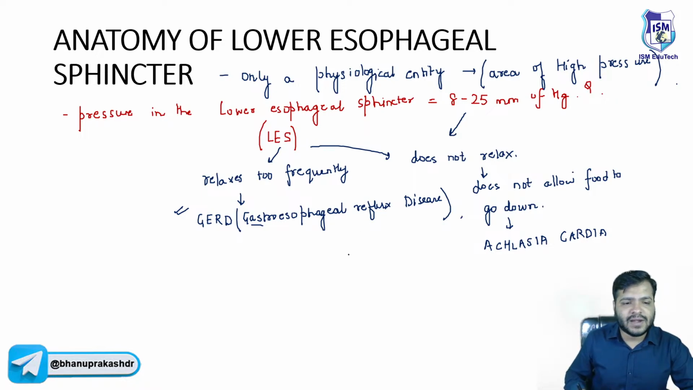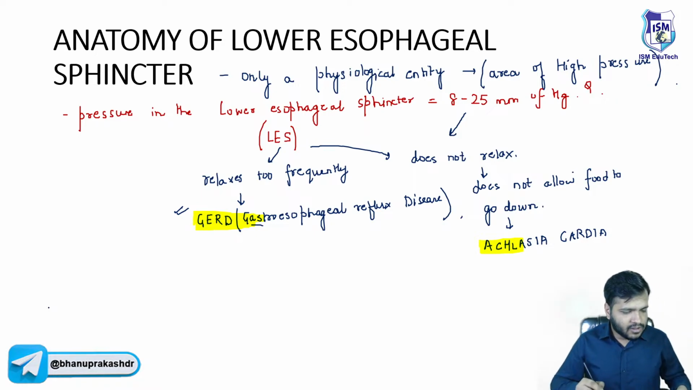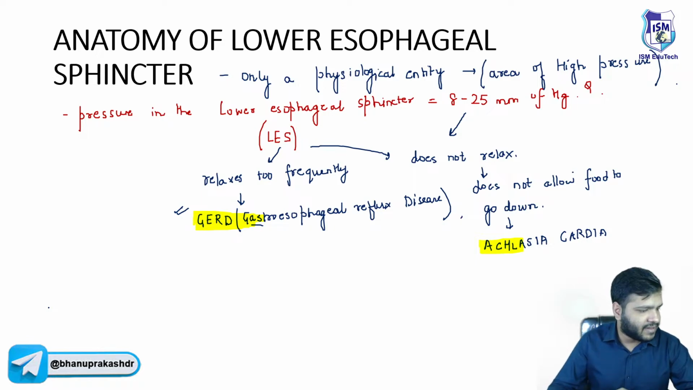We will discuss these two conditions in clinical anatomy. No need to worry about this. I will discuss foreign body impaction and these two conditions, GERD and achalasia cardia. But before that, let us discuss the core anatomy first. So you are going to tell me how many factors are responsible for maintaining this lower esophageal sphincter pressure.